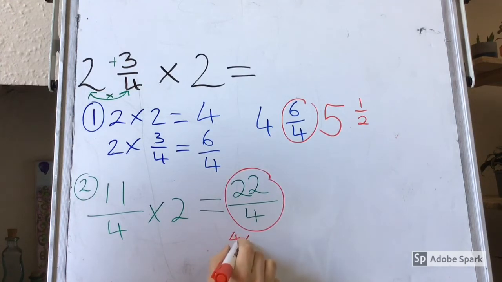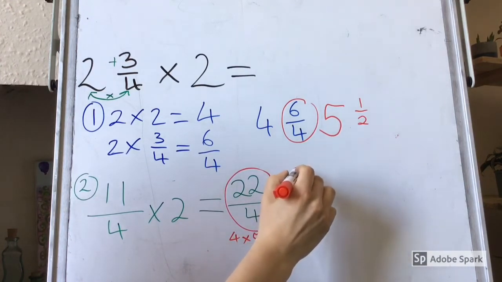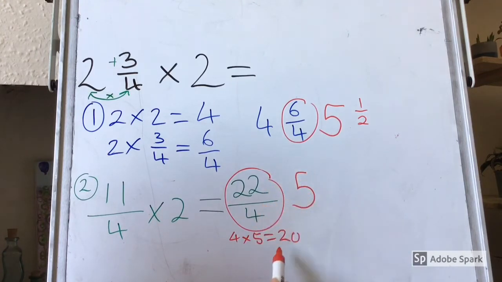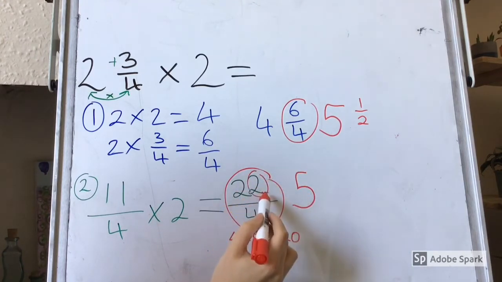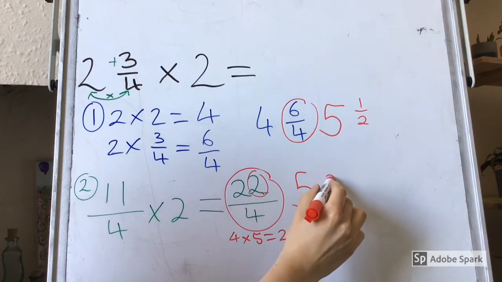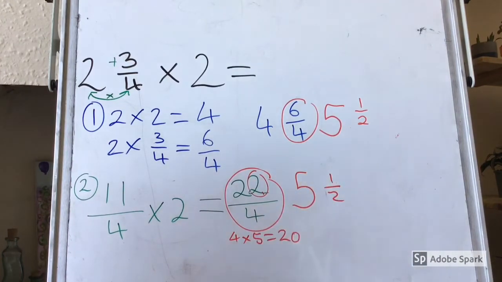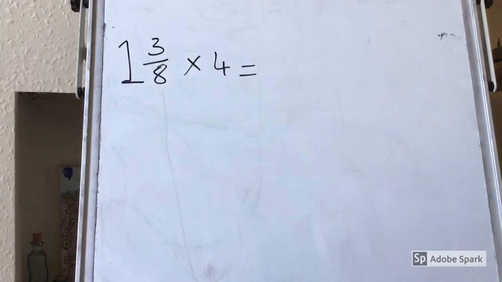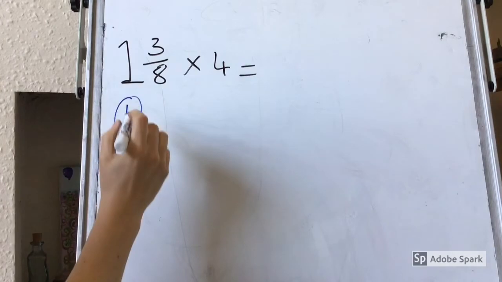Again, we have an improper fraction which we want to change to a mixed number. Here we know that 4 goes into 22 5 times, but there are 2 left over, which would be 2 over 4. But we can simplify that to 1/2, so both methods give us the answer 5 and 1/2. If you're up for a challenge, have a go at this one. You can pick either method or try both to check your answers.